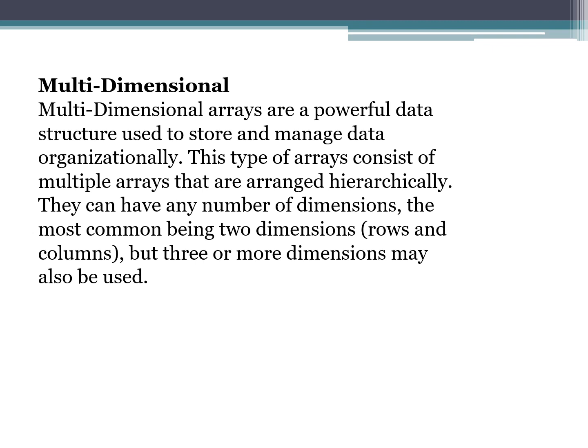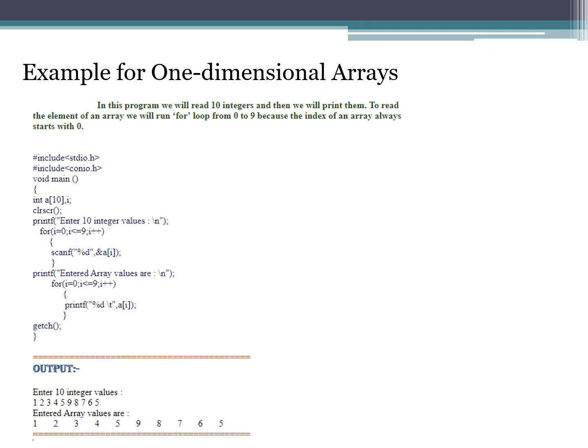Multi-dimensional arrays. Multi-dimensional arrays are a powerful data structure used to store and manage data. They can have any number of dimensions, the most common being 2 dimensions, rows and columns, but 3 or more dimensions may also be used.